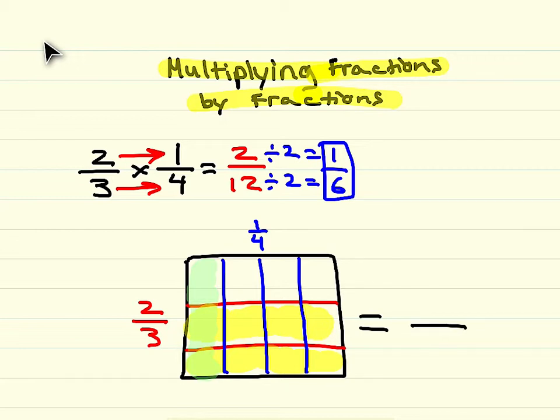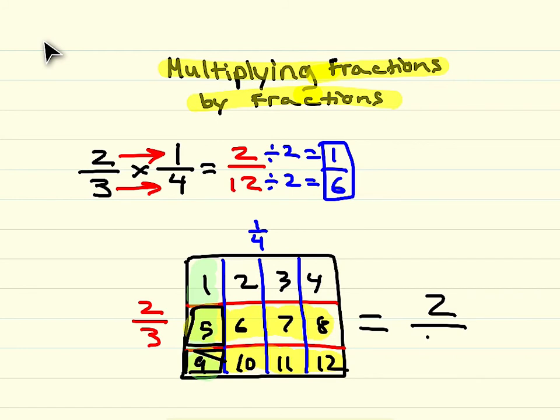Your numerator will be the number of squares that share both the yellow and green highlighter. There are 2 squares. Those squares are right here and right here. Those 2 squares share both yellow and green, so 2 is your numerator. And we have 12 total squares. 1, 2, 3, 4, 5, 6, 7, 8, 9, 10, 11, 12 total squares.